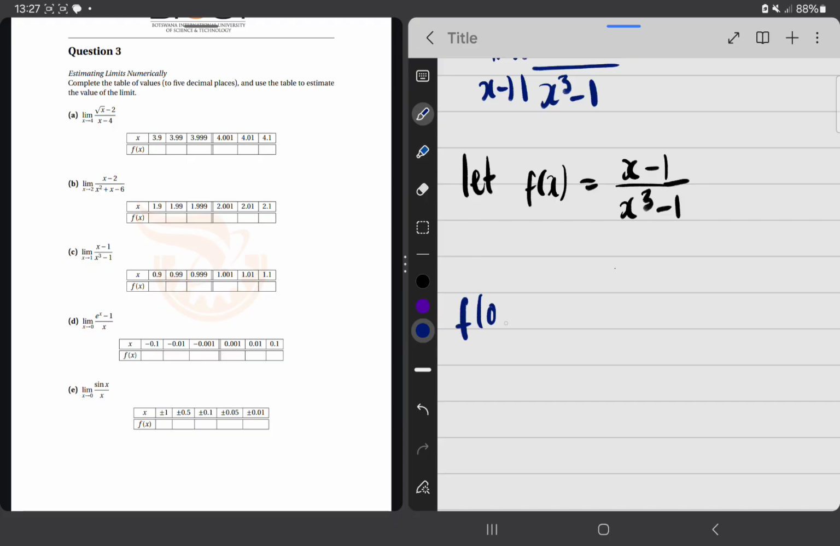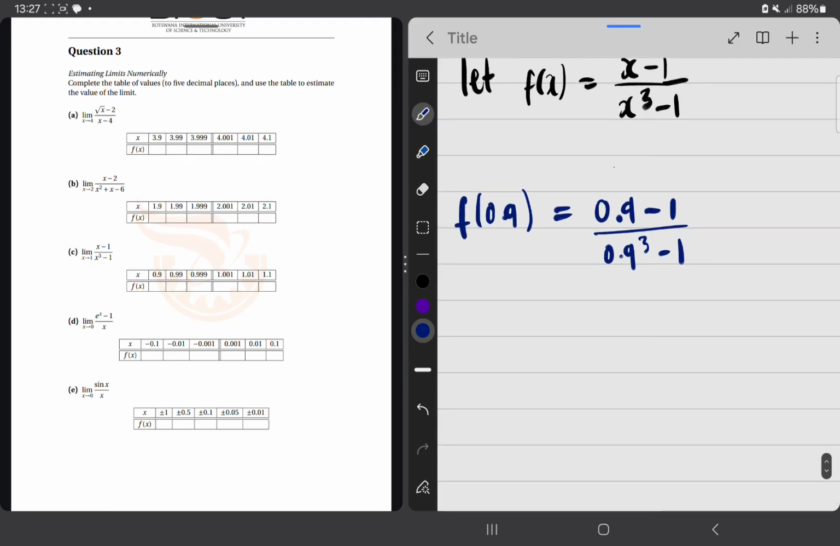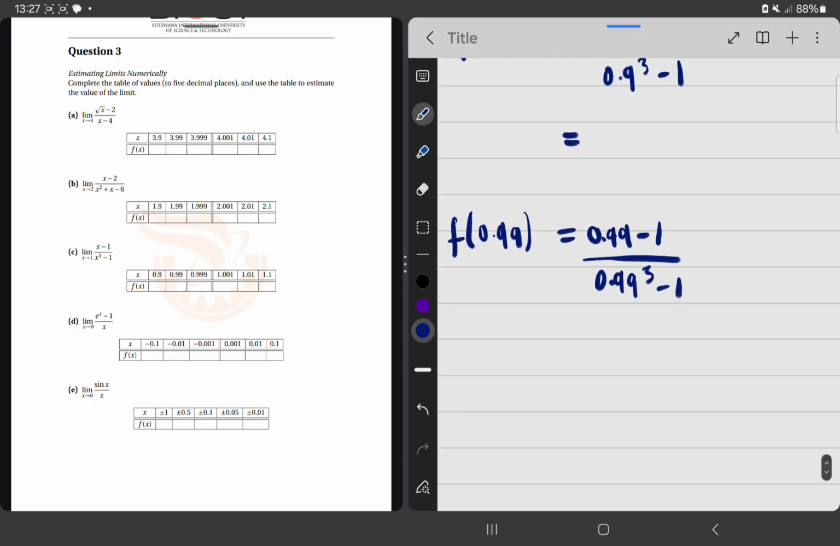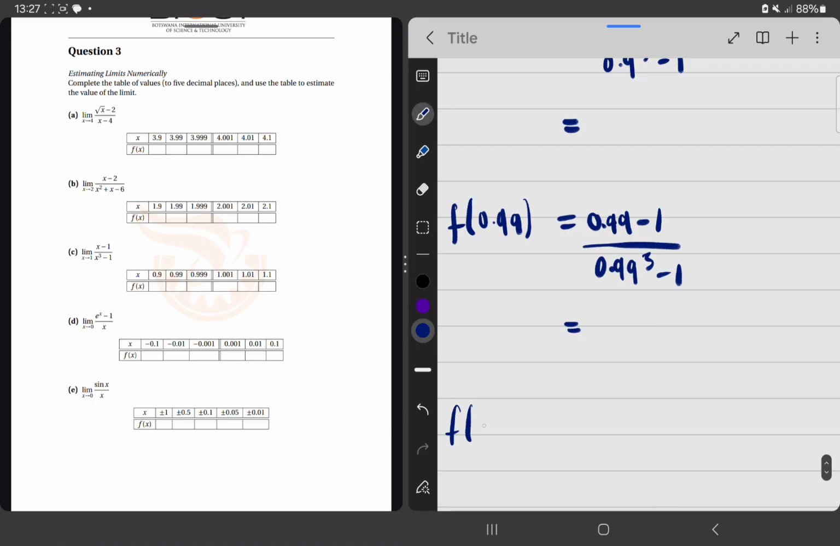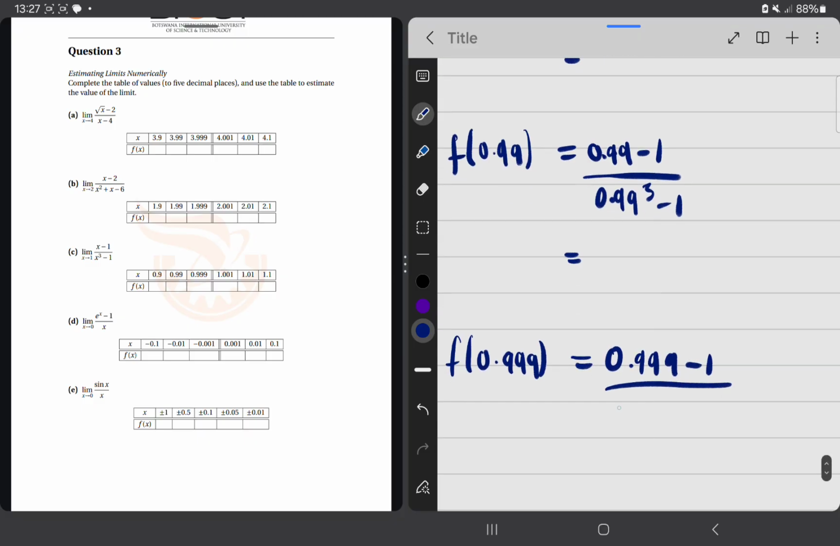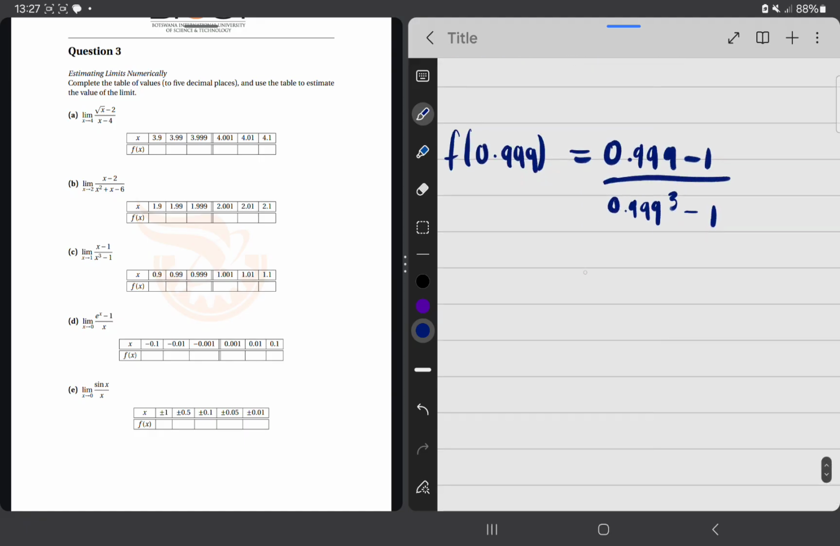So I'm going to get f of 0.9. This is going to be 0.9 minus 1 over 0.9 cubed minus 1. Then I'll get a solution, and I'll do the next one, which is f of 0.99. This is going to be 0.99 minus 1 over 0.99 cubed minus 1. And I'll get a solution for that. Then I'll do f of 0.999. This becomes 0.999 minus 1 over 0.999 cubed minus 1. Okay? And I'll get a solution.